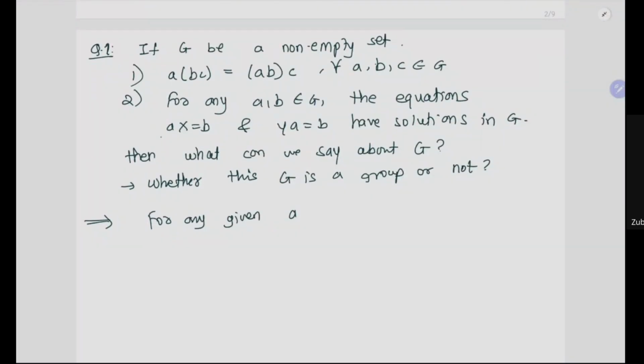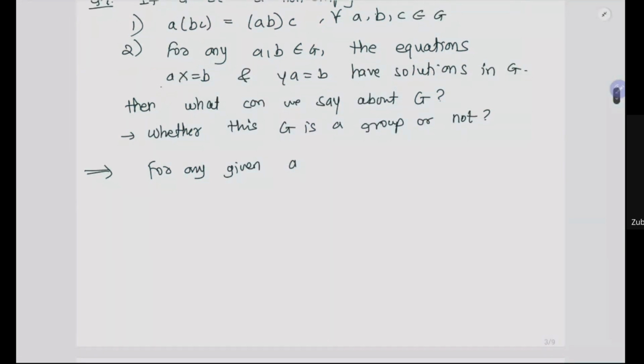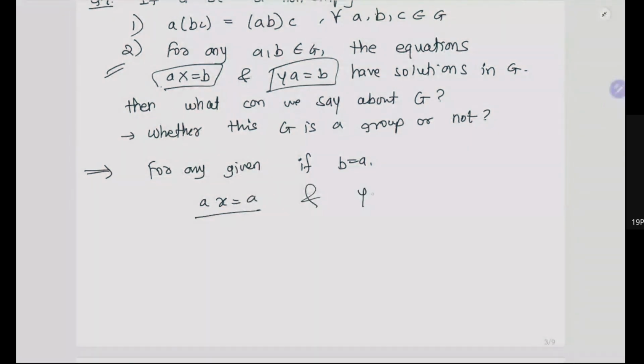But first of all, for an inverse to exist, we first need to have an identity, right? Yes, ma'am. So how can we talk about identity using this property too? What a and b will you choose in order to have the solution of this equation to be the identity? If you take b as a, yeah, exactly. So if b is a, then I will have a into some x is equal to a. This has a solution, and this y into a also has a solution.